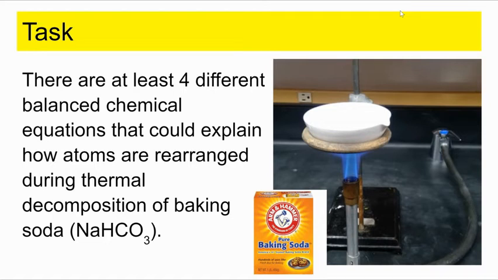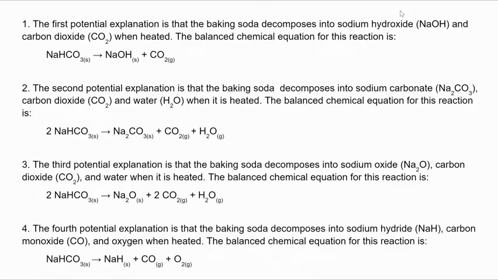Your task in this lab is to determine which of the 4 different balanced chemical reactions can explain how atoms are rearranged during the thermal decomposition of baking soda, sodium hydrogen carbonate. So there are 4 possible things that could happen when baking soda decomposes.